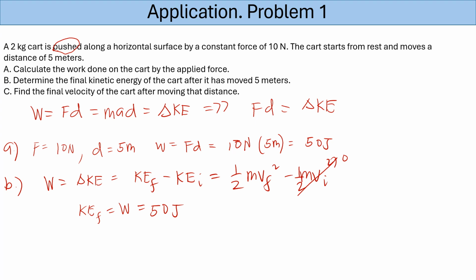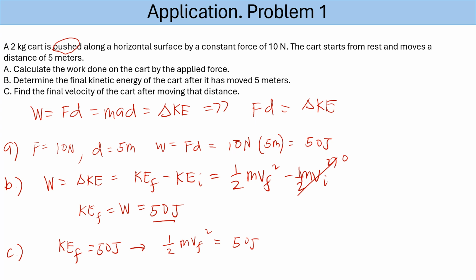Okay, so letter C, find the final velocity of the cart after moving that distance. We need to find the final velocity of the cart when it already has 50 joules. We already know that when it moved 5 meters, it already possesses 50 joules of kinetic energy. So you can just write here KE final is equal to 50 joules, which you can expand to 1/2 mv squared, which is equal to 50 joules. So from here, you can just solve that.